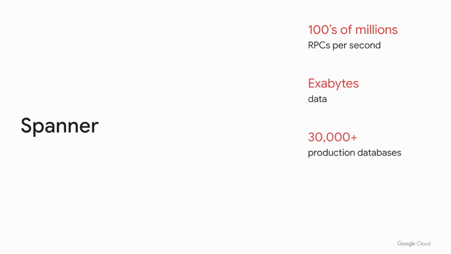What I would like to talk to you about today is how Spanner manages order and consistency at Google scale. Spanner is Google's SQL database of choice. We serve hundreds of millions of requests per second, manage exabytes of data, and we have over 30,000 production databases today. But Spanner was not actually Google's first database.